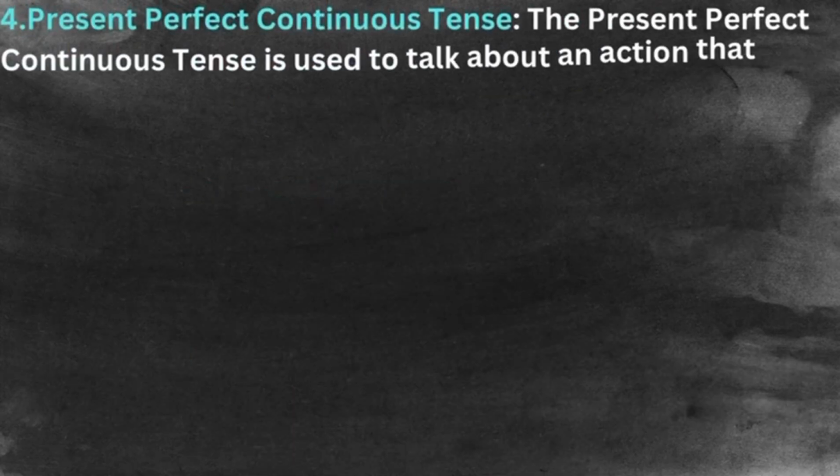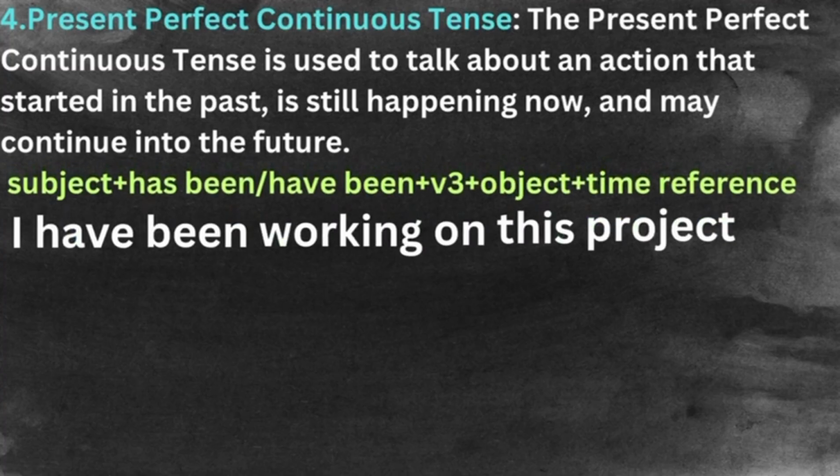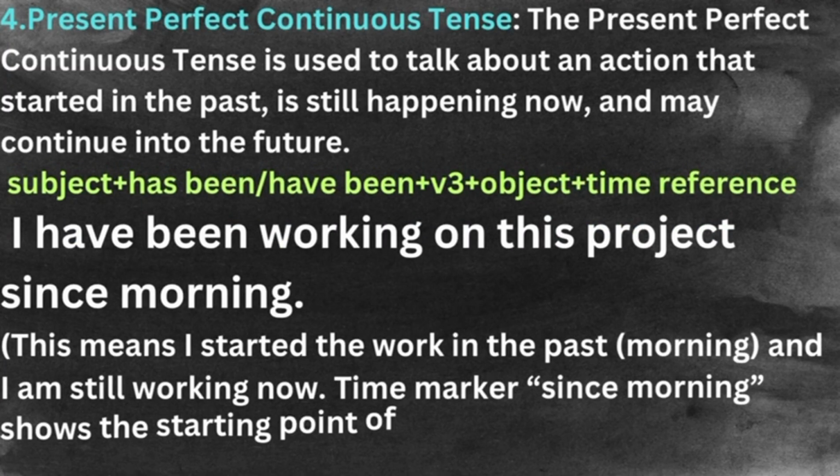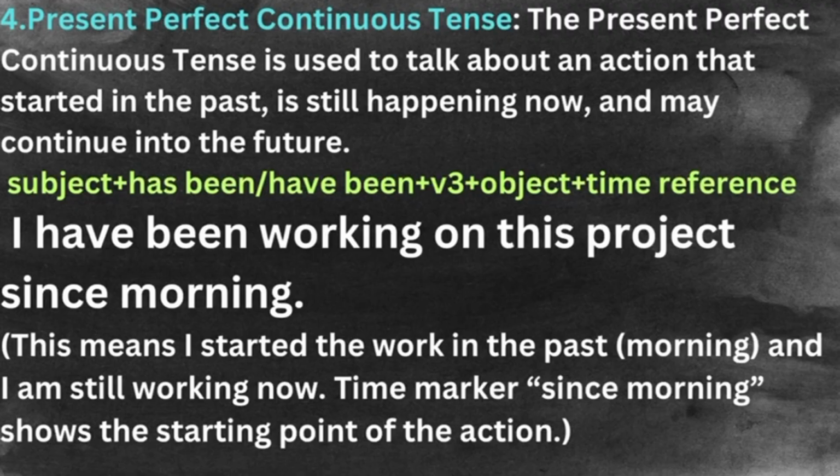Last one is present perfect continuous tense. The present perfect continuous tense is used to talk about an action that started in the past, is still happening now, and may continue into the future. So, structure is subject plus has been or have been plus verb-ing plus object plus time reference.